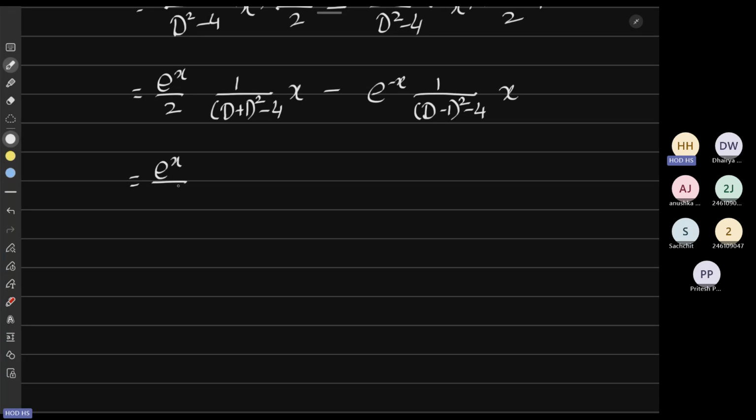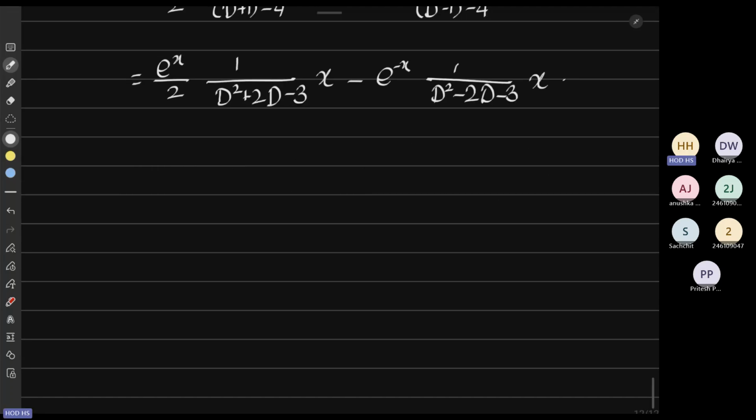This can be evaluated as e to the power x by 2, 1 upon D squared plus 2D, it will be plus 1, so this will be minus 3 of x, minus e to the power minus x, this will be D squared minus 2D and minus 3 of x.